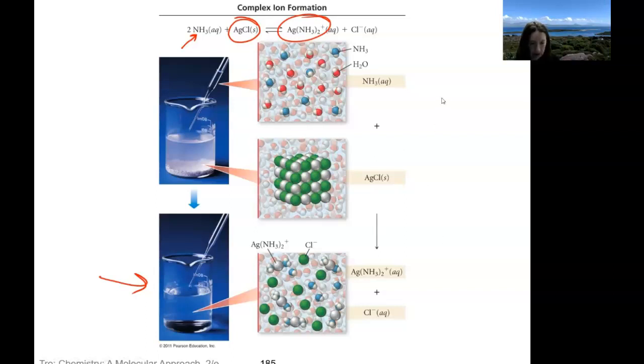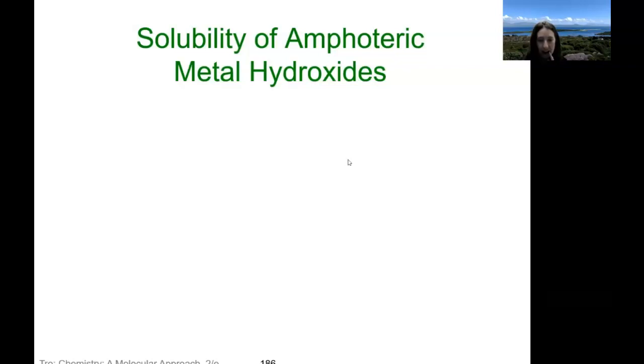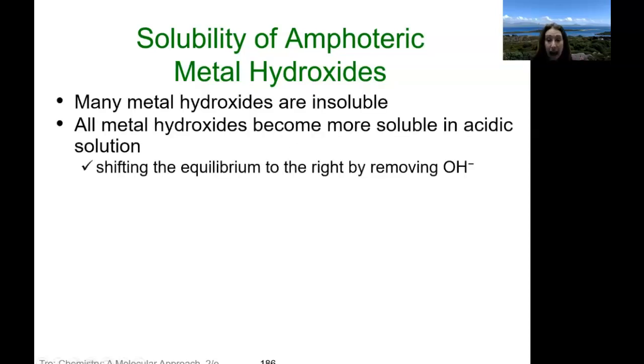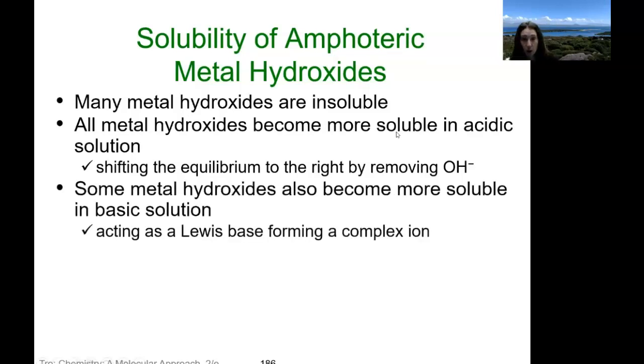Okay. So now let's talk about some other metals. Some of you, we actually were doing this today in lab, some of you on the Monday lab. Some of our metal hydroxides are amphoteric. Remember, amphoteric means it can act as an acid and it can act as a base. It can do both. Many metal hydroxides are insoluble, right? But they become soluble in acidic solution. We talked about how you can shift it one way or the other using Le Chatelier's principle. So if you remove OH or add acid, then you can make it more soluble.